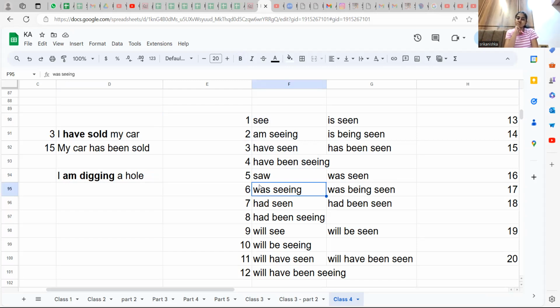Fourth one. Oh, look at that. I am seeing, I am digging. Why are you getting confused? Because in this one, we are using one verb just as an example. I can change the verb, but I cannot change the tense. See the I am digging. Are you able to see that I am seeing here? Number 2. So number 2 is going to become what?